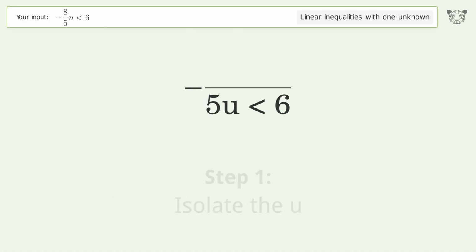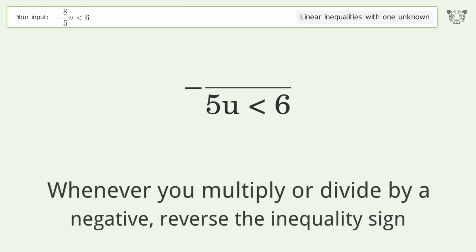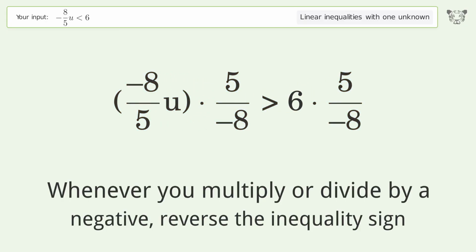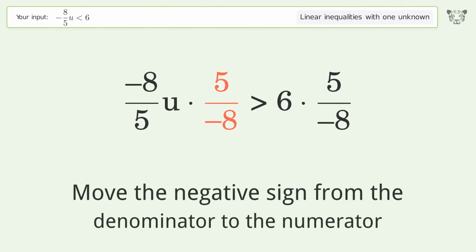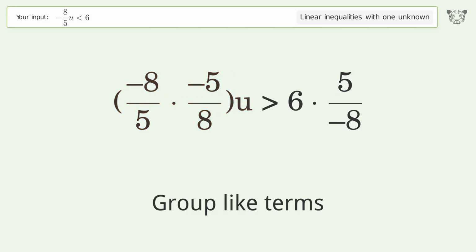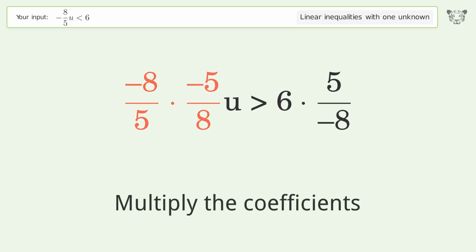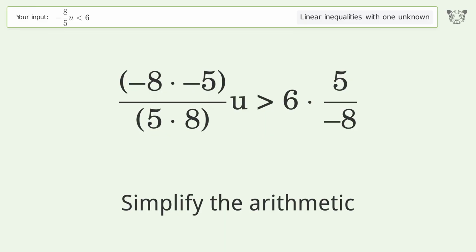Isolate the u. Multiply both sides by inverse fraction 5 over negative 8. Whenever you multiply or divide by a negative, reverse the inequality sign. Move the negative sign from the denominator to the numerator. Group like terms. Multiply the coefficients. Simplify the arithmetic.